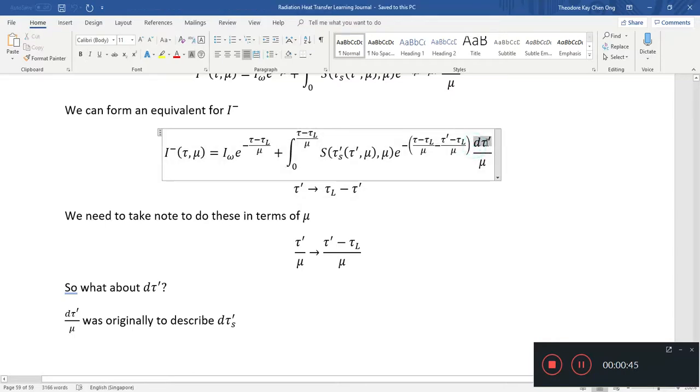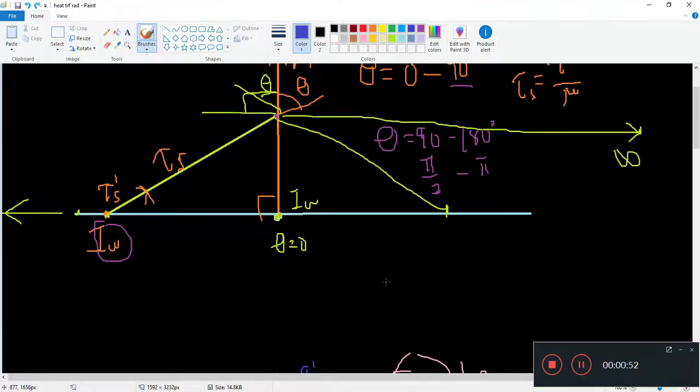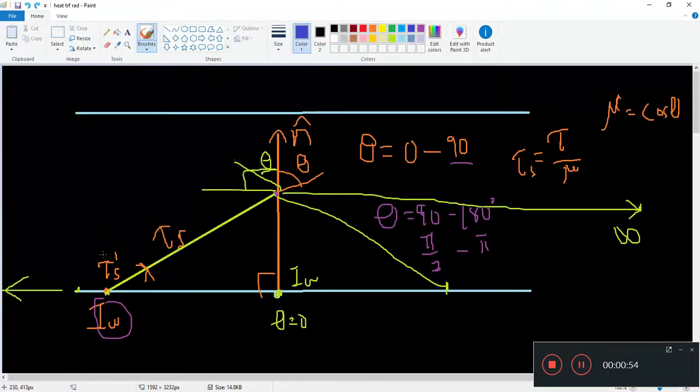So as you see, we are varying this d tau prime. Even in the positive case, we are varying this d tau prime from the bottom. So where is tau prime? Tau s prime is here, but tau prime is here. The corresponding value of tau prime is over here. So we are varying d tau prime, so we are integrating from tau prime equals 0 to tau prime equals tau L or tau.